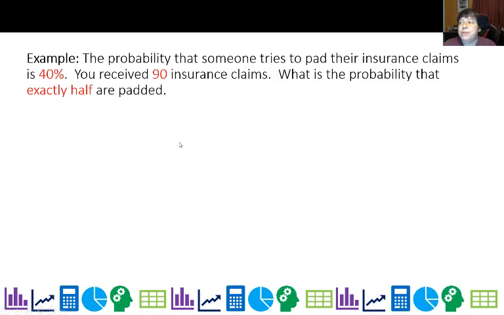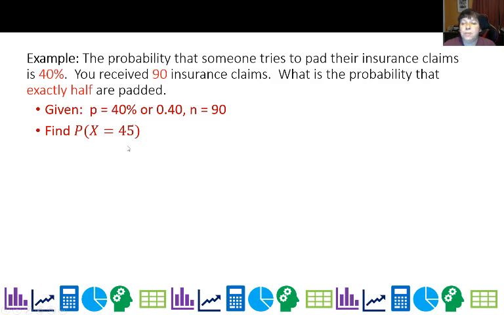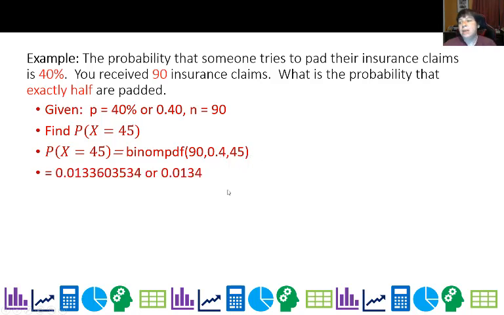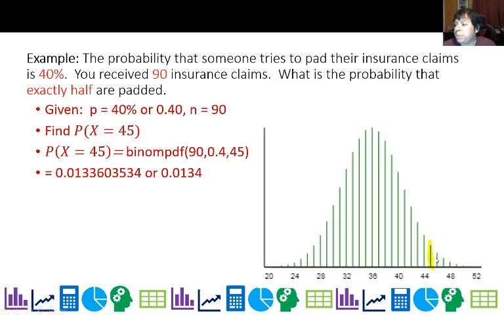So let's go ahead and revisit a binomial distribution. We're going to be using this example in the entire set of notes. The probability that someone tries to pad their insurance claims is 40%. You received 90 insurance claims. What is the probability that exactly half are padded? So we need to know p, which is 40% or 0.4, and n is 90. We're trying to find the probability that X is 45. We can use a binomial distribution with n, p, and x: 90, 0.4, and 45. And we get a probability of about 1.34%, which is this probability right here.